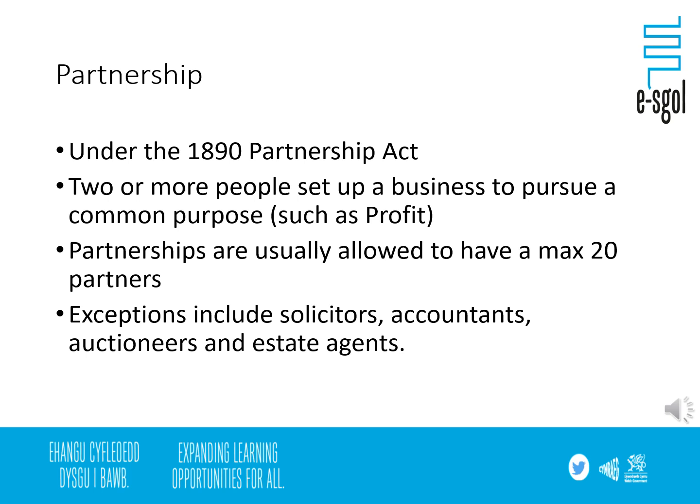Another way of business ownership is through being a partnership. This is where two or more people set up a business to pursue a common purpose. Now, generally, partnerships are usually allowed to have a maximum of 20 partners. However, there are exceptions, which include solicitors, accountants, auctioneers, and estate agents, who are able to have more than 20 partners.